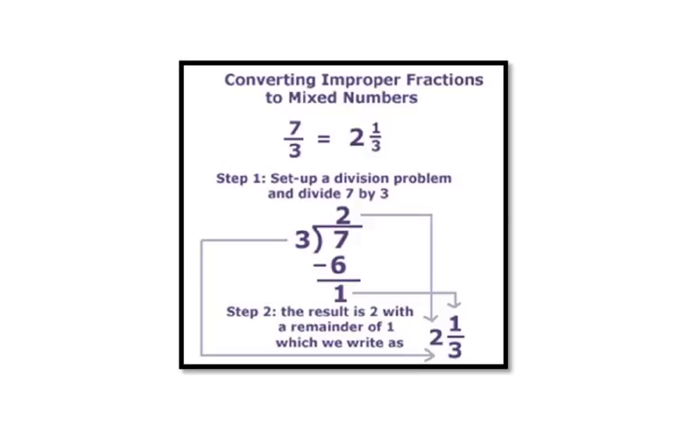The first thing is to set up a division problem. Okay, and we want to put our numerator inside the bracket, that will be our dividend, and we want to put our denominator on the outside of our division bracket. And so what's going to happen is the result, our quotient, is going to be the number of wholes that we have. If there is any remainder, that will be our new numerator, and then our denominator is going to stay the same. When we convert from improper fractions to mixed numbers, our denominator stays the same.